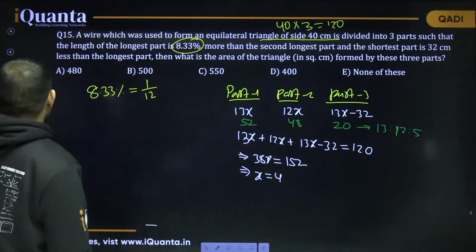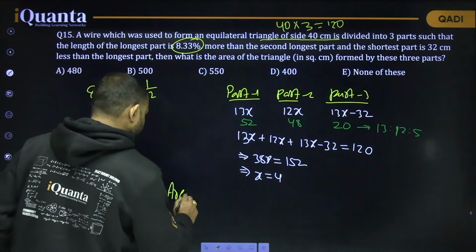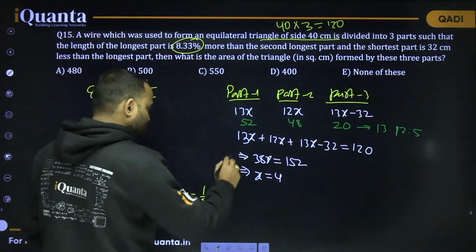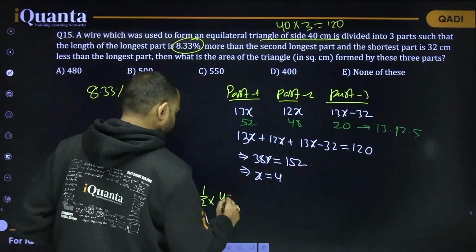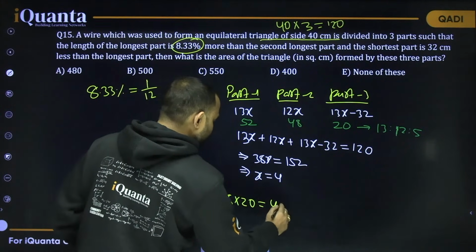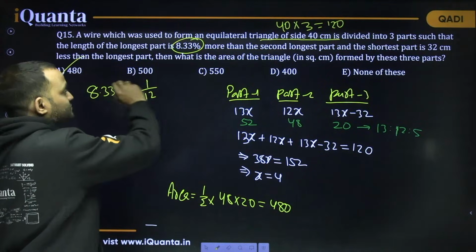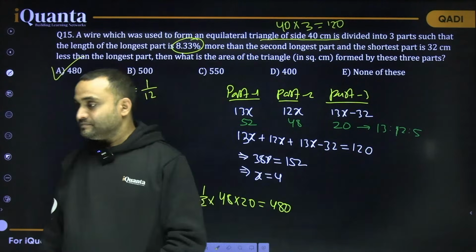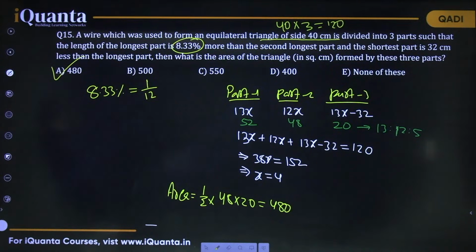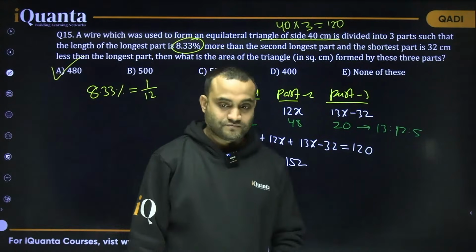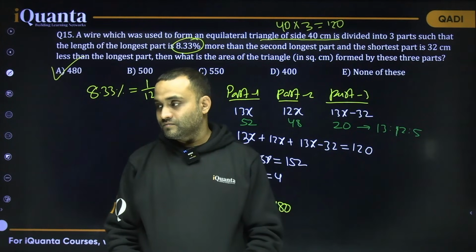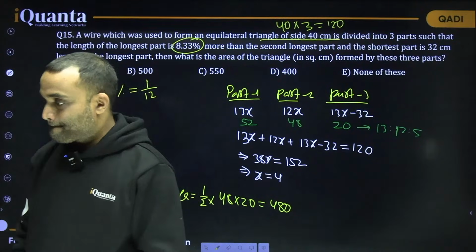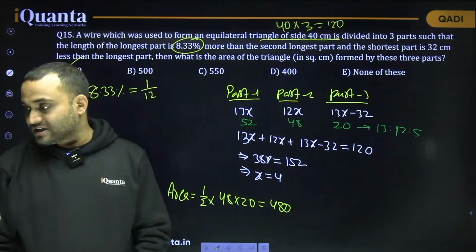So what will be the area? Area will be equal to half into 48 into 20. That is equal to 480 centimeter square. Answer is option A. Triplets. Yes. Okay, any doubts here? If you have any doubts, then let me know.